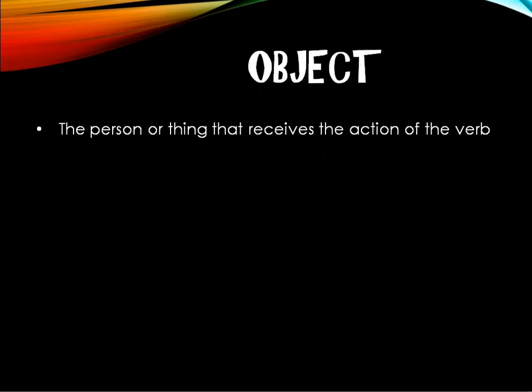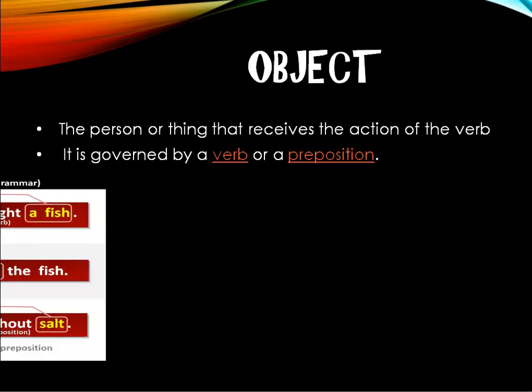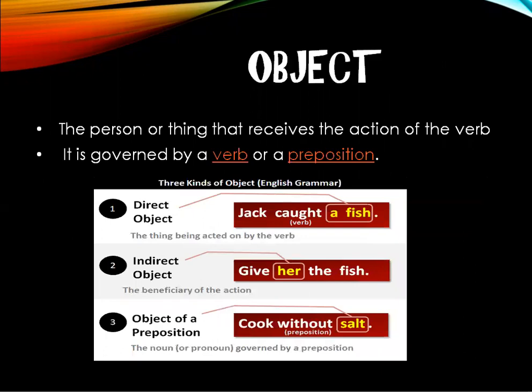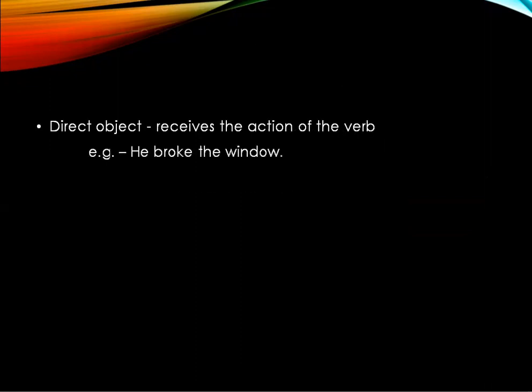Object. The person or thing that receives the action of the verb is an object. There are three kinds of object: direct object, indirect object, and object of a preposition. Direct object. It is a noun or pronoun that receives the verb's action. In other words, it is directly affected by it. It answers the question what. For example, he broke the window. What was affected by the action? The window was. So, the window is a direct object.